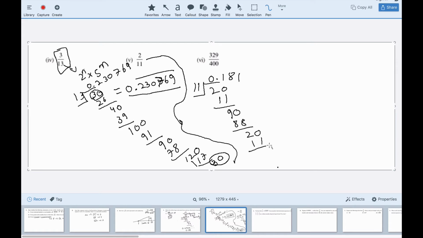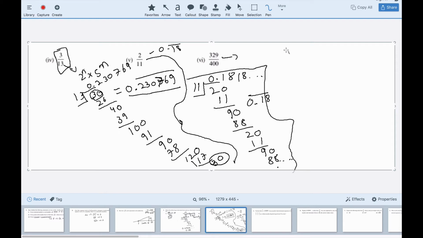So you can see it's repeating. Sorry, it should be 9. So you can see it's repeating. So my answer will be 0.1818 and so on. So I can write it as 0.18 bar. So the answer to this is 0.18 bar. Moving on.